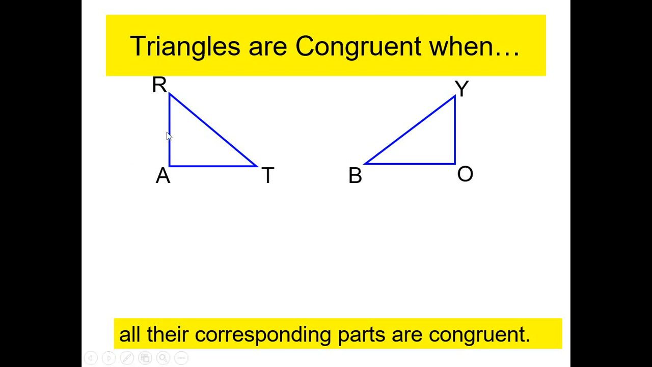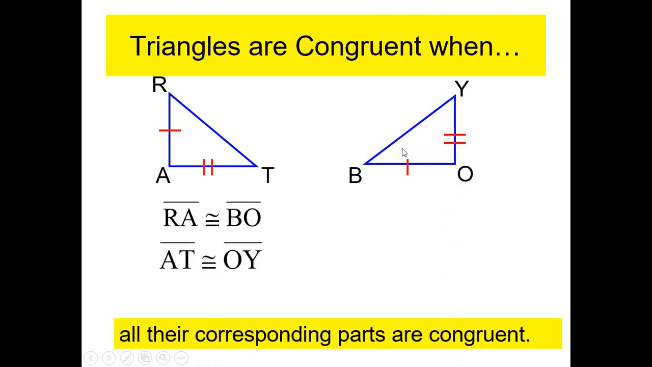Okay, first of all, I would say that side RA is congruent to BO. And I'm just letting you know this. So on your notes you would say RA is congruent to BO, so those two sides are congruent. Okay, next, which one do you think AT would be matching up with? Well, let me show you. It's AT and OY. I'll put 2 marks for those to show that they're congruent. So far two sides are congruent. So AT is congruent to OY.